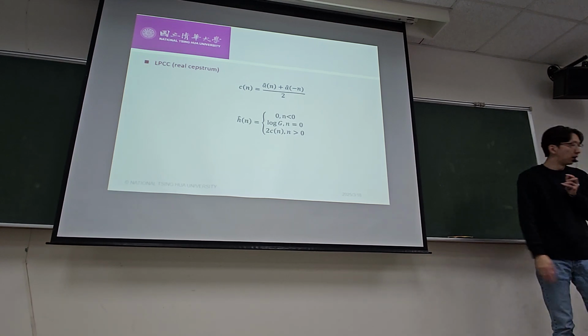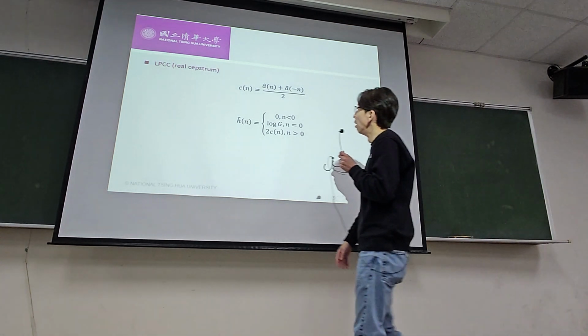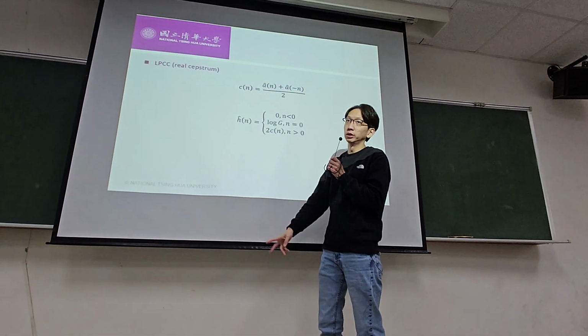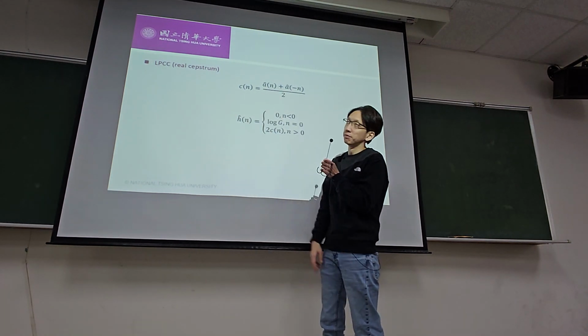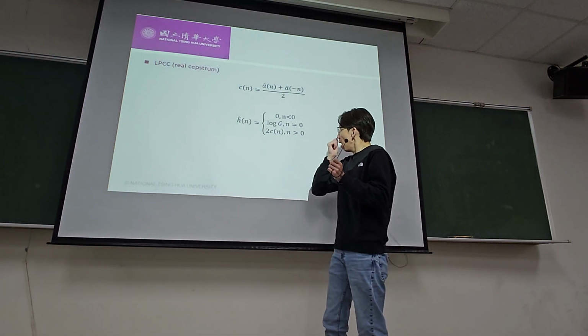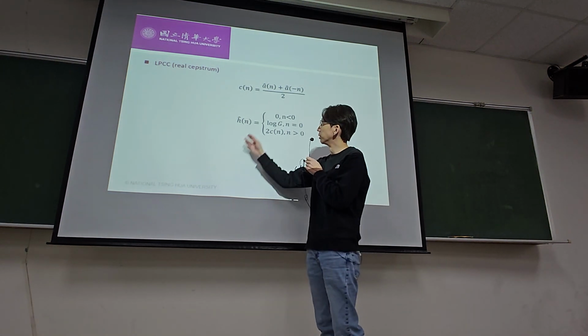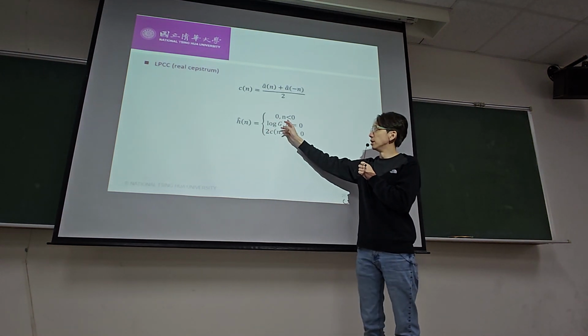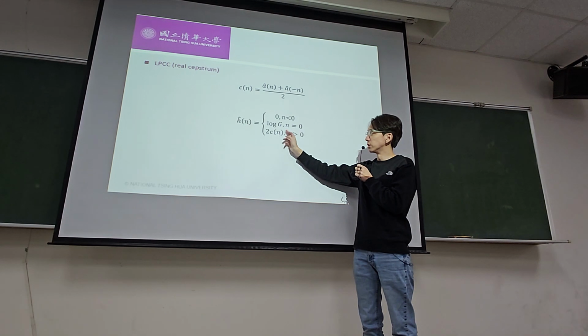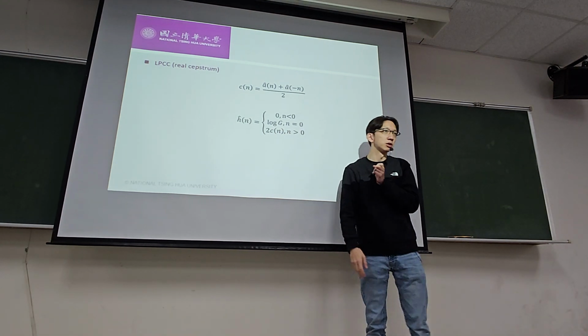All right, so you want to make them into a real cepstrum? Not too difficult. It's just A hat of n plus A hat of minus n, divided by 2. And then that's your final LPCC. Usually it's a real cepstrum. So c of n for n less than 0 is defined this way, log of G for n equals 0, and 2 C of n for n greater than 0.